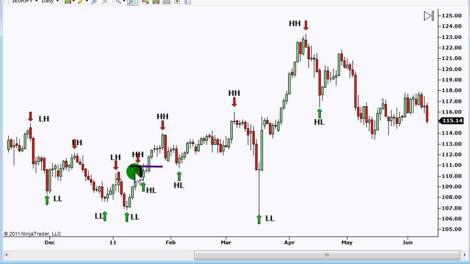We have a lower high than this one. Okay, so let's make sure we get this over here. Now what do we have here? We have a lower low. Let's put this in here, and let's get this out because that's not a higher low.